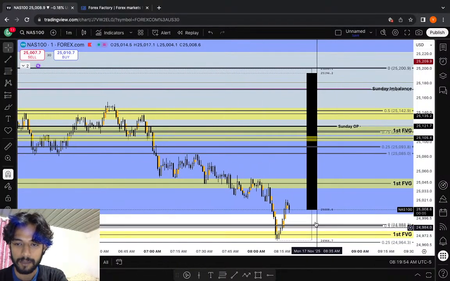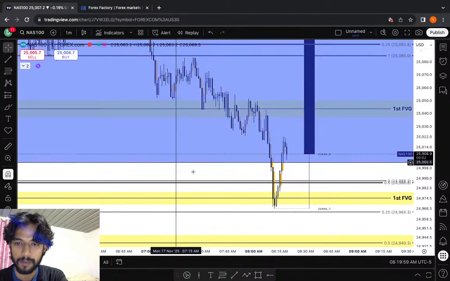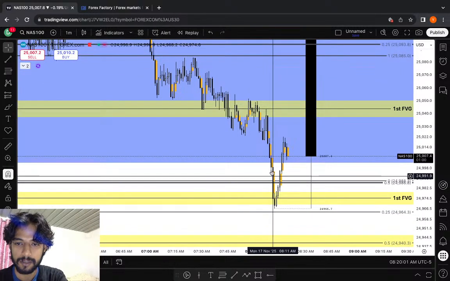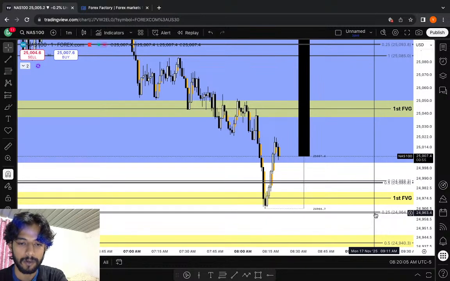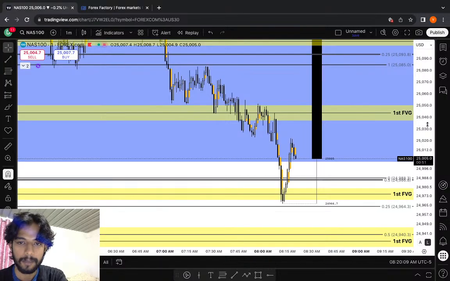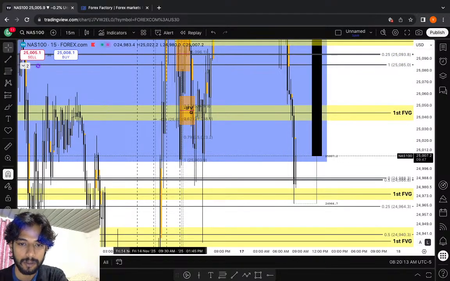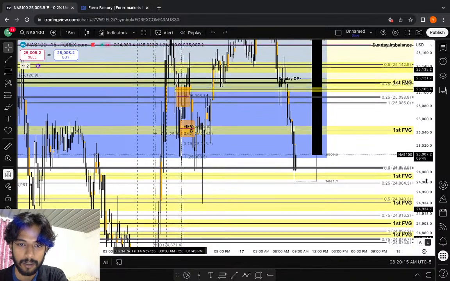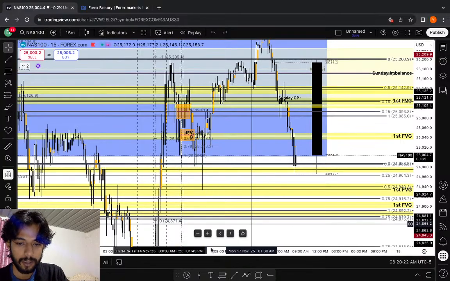So let's see if we can take support from these inefficiencies right there. Let's see, I'm not interested in pushing any buttons now. Let me check the 15-minute ones, how it reacted. Down, we are trading below the Sunday's opening price.